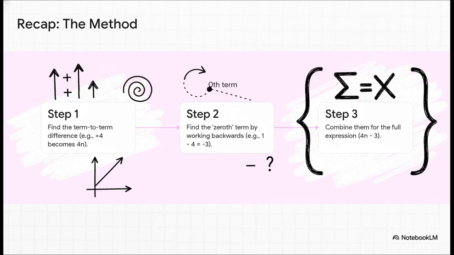Okay, so let's lock this in. It's a simple, repeatable method. Step 1, find the difference between the terms. If it's plus 4, you start with 4n. Step 2, work backwards to find that 0th term. In our case, 1 minus 4 was minus 3. And step 3, just slam them together for your final expression, 4n minus 3.